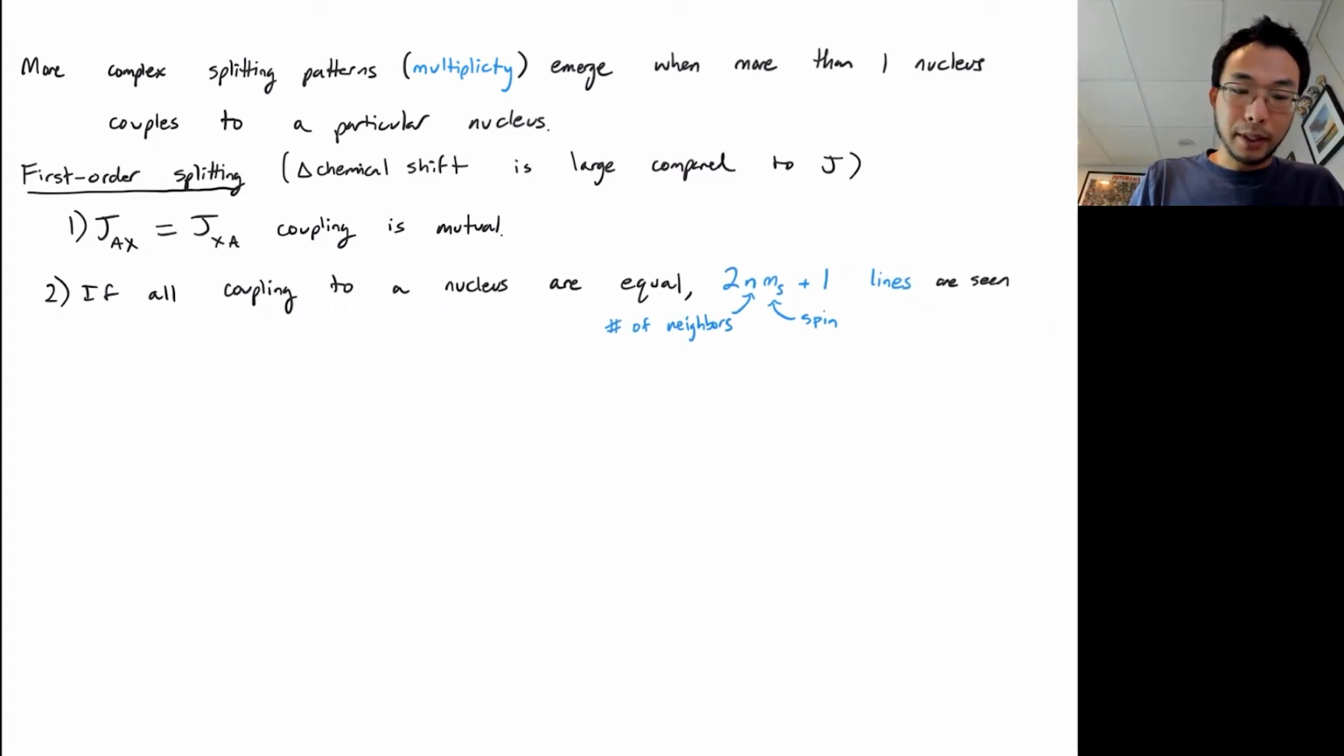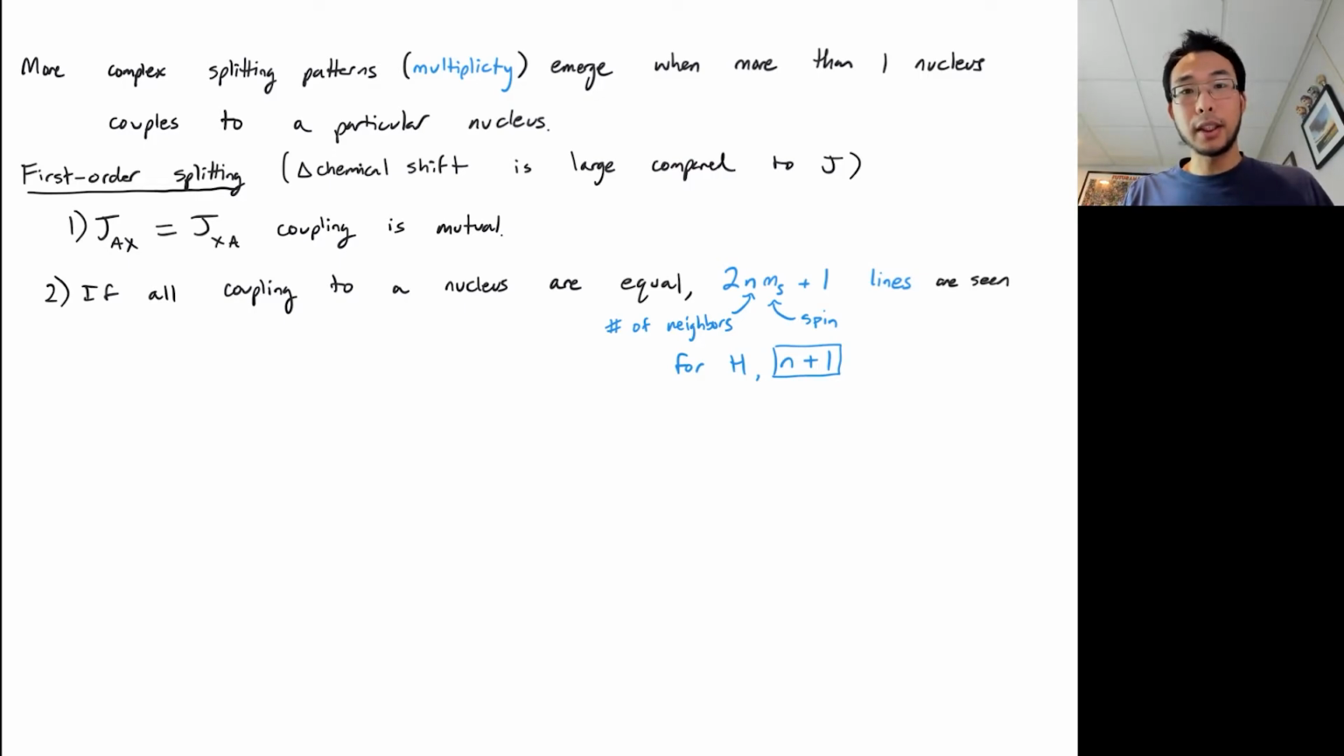So let's go through some scenarios. If all of the coupling to the nucleus we're considering is equal, so our nucleus has a bunch of neighboring nuclei but all the J values are exactly the same, what we'll see is 2 times the number of neighbors times the spin of those neighbors, plus 1, total different lines in the signal. For us, we are focusing on hydrogen. For a proton, spin is just 1/2. That means that if we have n neighboring hydrogens that we're considering as coupling, then we will see n plus 1 lines.